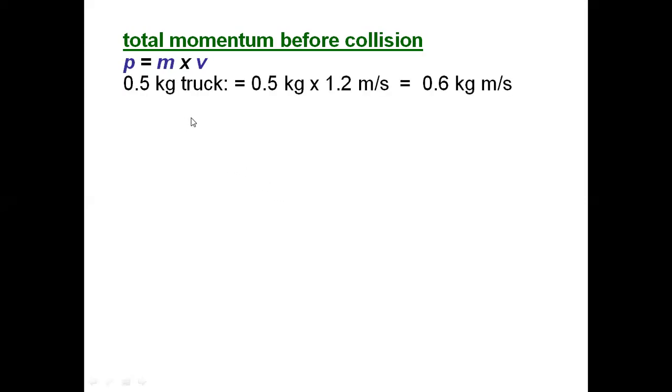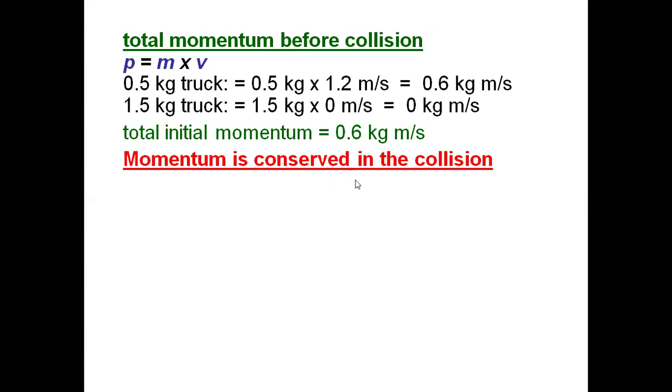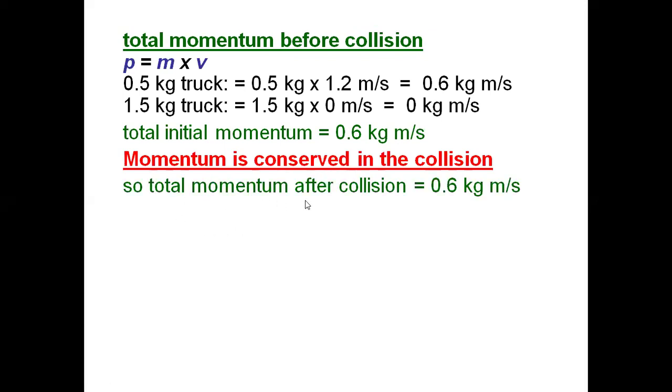So the momentum of truck B is 0 initially, and the momentum of truck A is its mass 0.5 and its velocity 1.2, that is 0.6 kilogram meter per second. As you know, the unit of momentum is kg meter per second. The 1.5 kg truck has 0 velocity, so its momentum is 0. So the initial total momentum is 0.6 kilogram meter per second. Total momentum after collision will also be the same. Momentum is conserved in the collision, so the total momentum after collision will also be 0.6 kg meter per second.